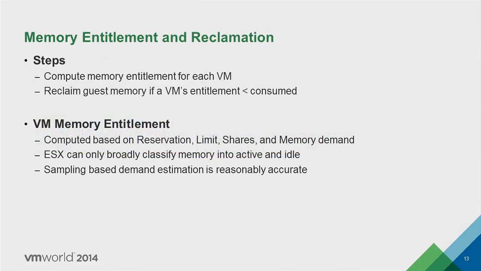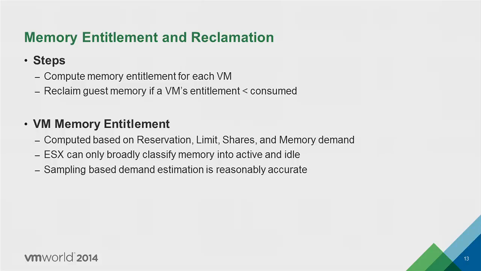Now, as I said, ESX determines how much memory it allocates. So there are 2 steps in the process of allocating and then reclaiming memory. One is, compute an entitlement. We call it entitlement: how much memory a VM gets. ESX computes entitlement for each VM that is running on the host. And once it computes entitlement, it sees whether the VM's current consumption is within the entitlement. If it is within the entitlement, then you don't have to do anything. But if the VM's current consumption is more than the entitlement, then ESX has to reclaim some memory from that VM.